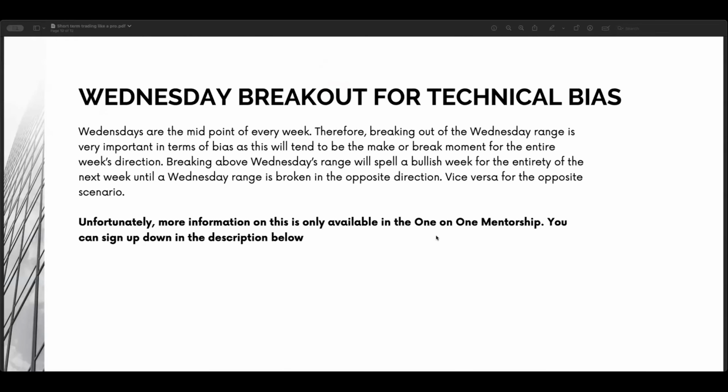And finally, we'll take a look at my Wednesday breakout for technical buyers, right? So Wednesdays, as you know, are the midpoint of every week. So breaking out of the Wednesday range is very important in terms of bias, as this will tend to be the make or break moment for the entire week's direction. Breaking above Wednesday's range will spell a bullish week for the entirety of the next week until a Wednesday range is broken in the opposite direction. And of course, vice versa for the opposite scenario.